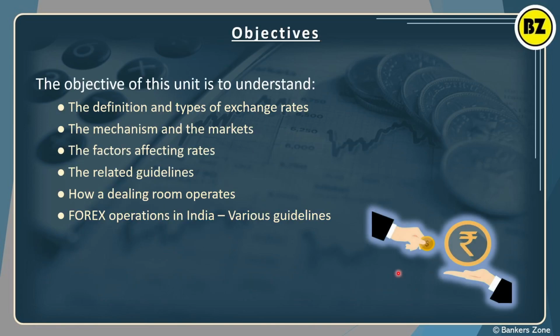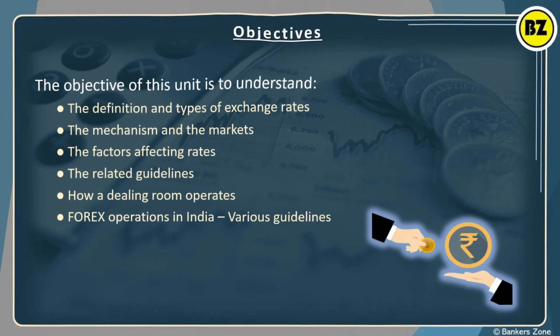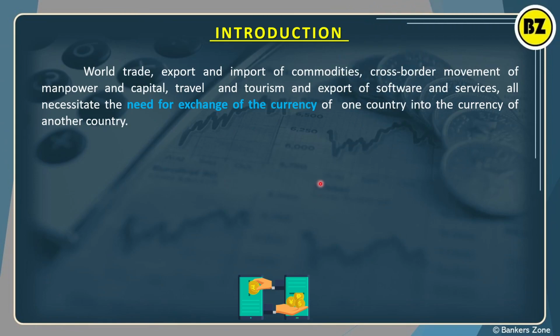After that, we have some objectives of this unit. After that, you will understand the definition and the types of the exchange rates, the mechanism and the markets, the factors affecting the rates, the related guidelines, how a dealing room operates, forex operation in India and various guidelines. So friends, let's start the syllabus.